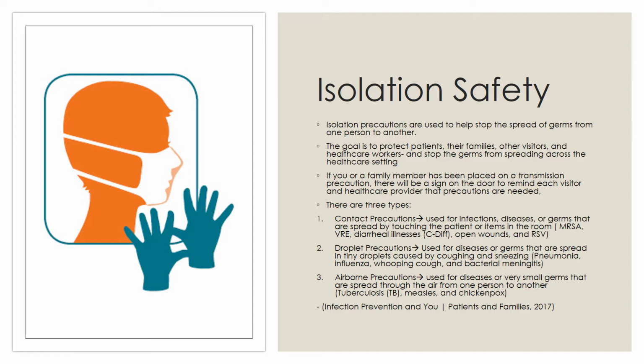Droplet precautions, used for diseases or germs that are spread in tiny droplets caused by coughing or sneezing, like pneumonia, influenza, whooping cough, or bacterial meningitis. Airborne precautions, used for diseases or very small germs that are spread through the air from one person to another. For instance, tuberculosis, measles, or chickenpox.